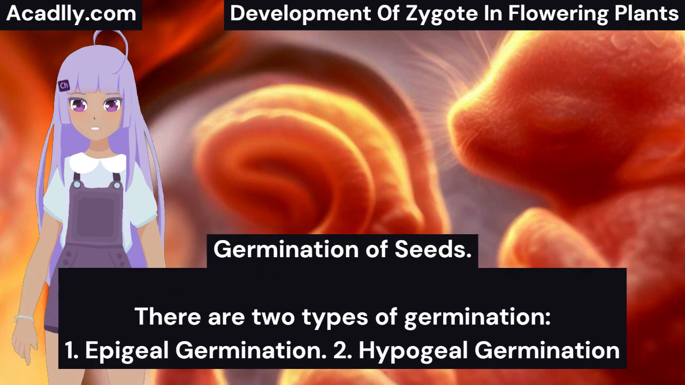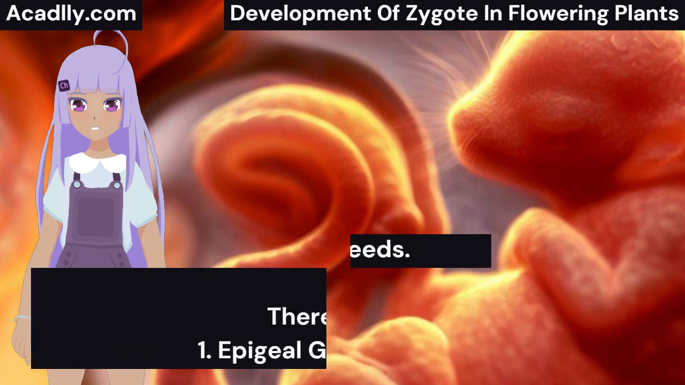There are two types of germination. 1. Epigeal germination. The seedling emerges from the soil with the cotyledons above the soil surface. This type is observed in dicotyledonous plants. 2. Hypogeal germination. The seedling emerges from the soil, while the cotyledons remain below the soil surface. This type is observed in monocotyledonous plants.